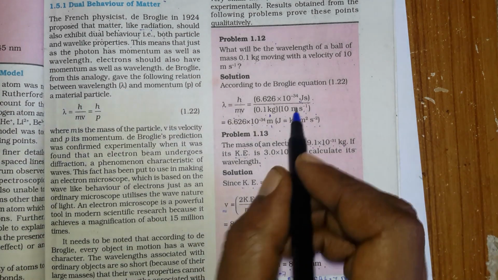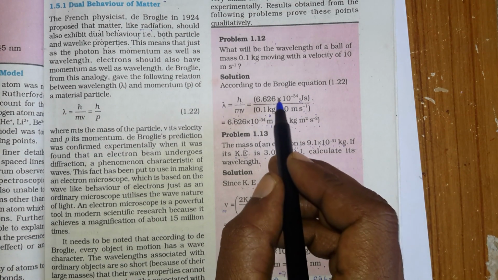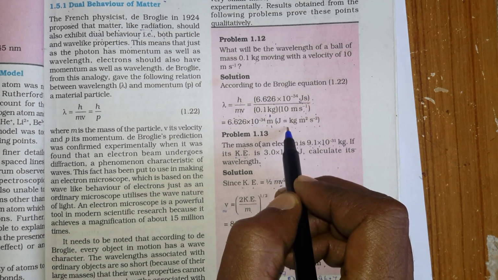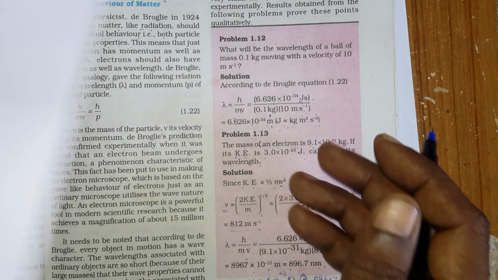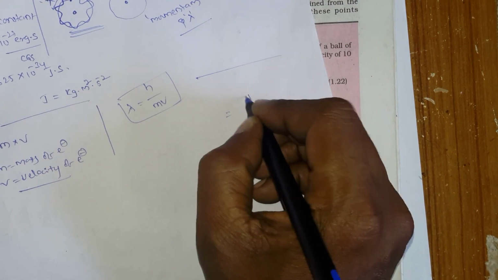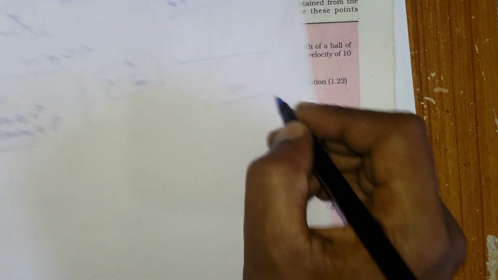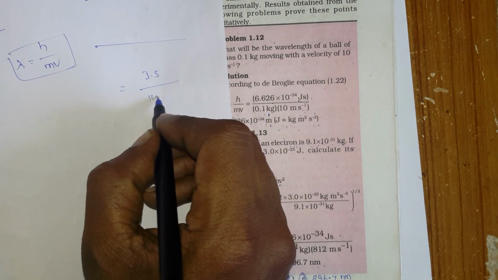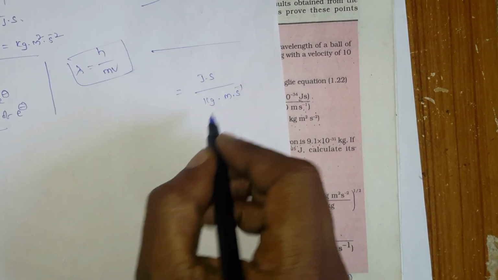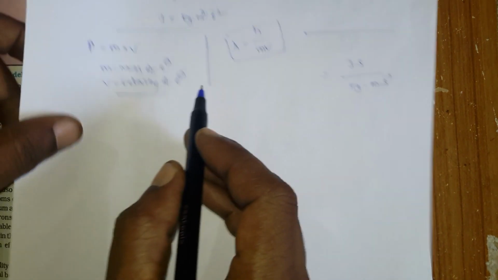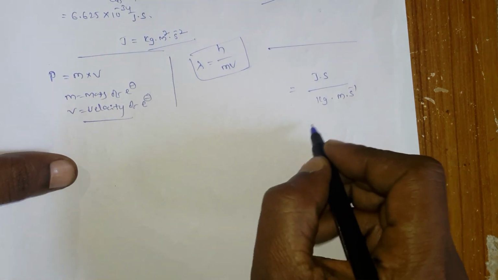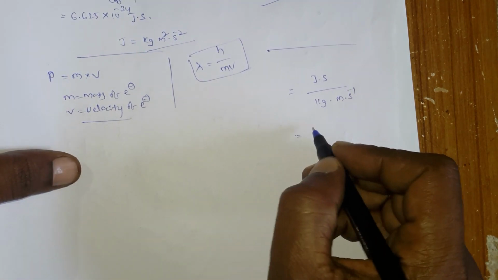Now come to the units. How do you remove the units? Above there is joule second, not per second, divided by, and downside there is kg into meter per second, that is meter second inverse. So how will you remove these? You know what the joule is: the joule is equal to kg meter square per second square, second to the power of minus 2.